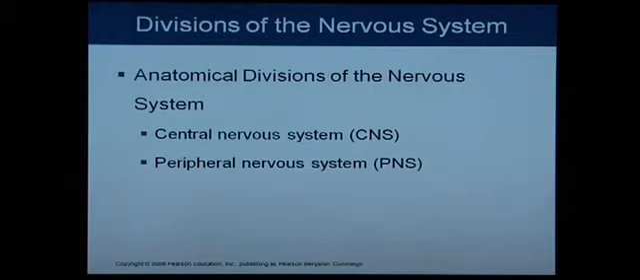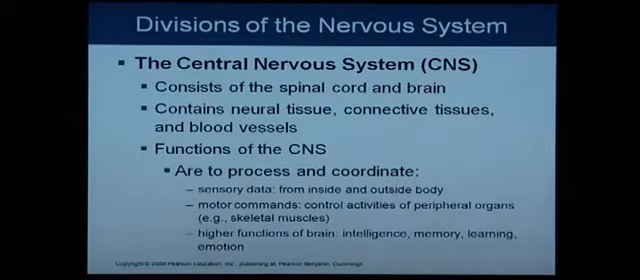We can divide the nervous system into two main parts. We have the central nervous system, abbreviated as CNS, and the peripheral nervous system, abbreviated as PNS. Central nervous system is what it sounds like. This is the center of the nervous system, the center axis of the body. The peripheral nervous system branches off of the central nervous system out to the periphery. We're going to look at a picture of this to give you a visual. But before we do, let's look a little closer at the central nervous system, or CNS.